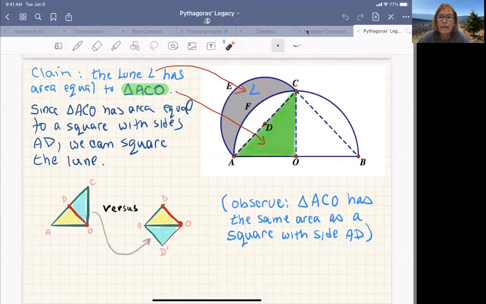Now, what exactly did he prove? This lune, which we're going to call L, has area equal to the area of this green triangle. This green triangle is half of the triangle that we started with. So the gray lune has the same area as the green triangle.